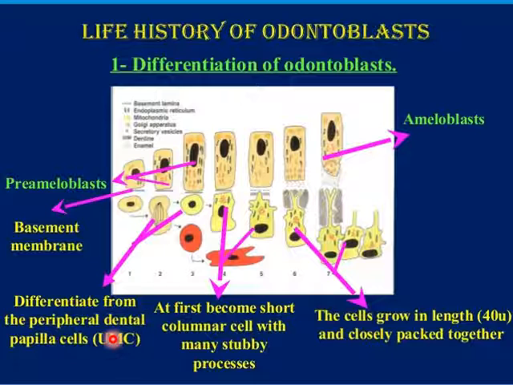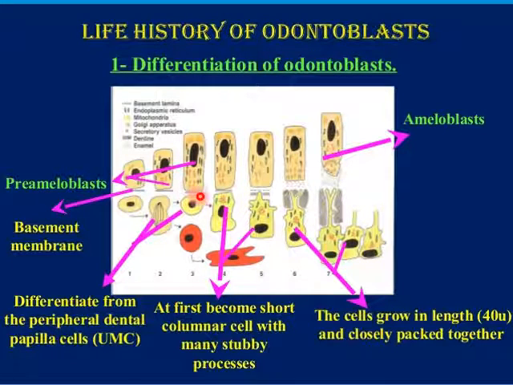This cell is an undifferentiated mesenchymal cell. Then after mitotic division, we have two daughter cells here. One of them becomes a new cell, and this remains as a stem cell. This begins as a pre-odontoblast, changing from the oval shape to cuboidal, and then columnar in shape. The nucleus is centrally located and the organelles are not fully formed.